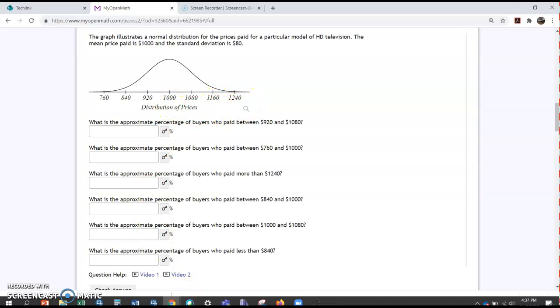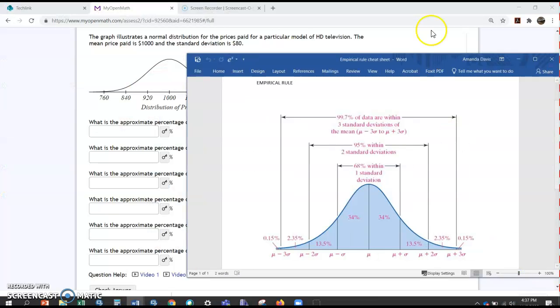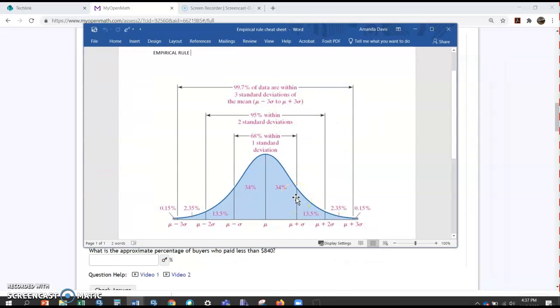Well, by our empirical rule, I'll pull that up. If we look at our empirical rule, the main takeaway is that within one standard deviation, in either direction of the mean, we have 68% of our data, and that breaks down evenly to 34% on either side. And that works because we have that symmetry going on with the normal distribution.